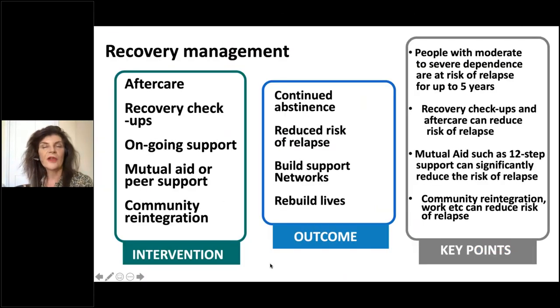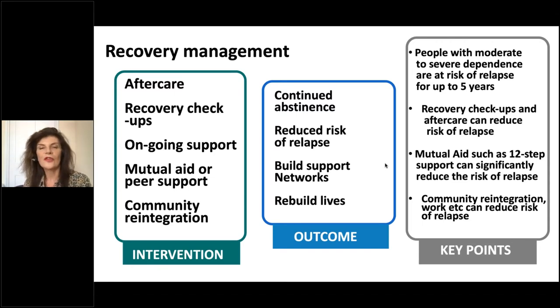Let me flag up recovery management interventions. What we're talking about here is aftercare, recovery checkups, ongoing support, mutual aid or peer support, such as Narcotics Anonymous, the 12-step movement, and community reintegration. What we're trying to do here is help somebody stay abstinent, reduce their risk of relapse, build community support networks, and help them rebuild their lives.